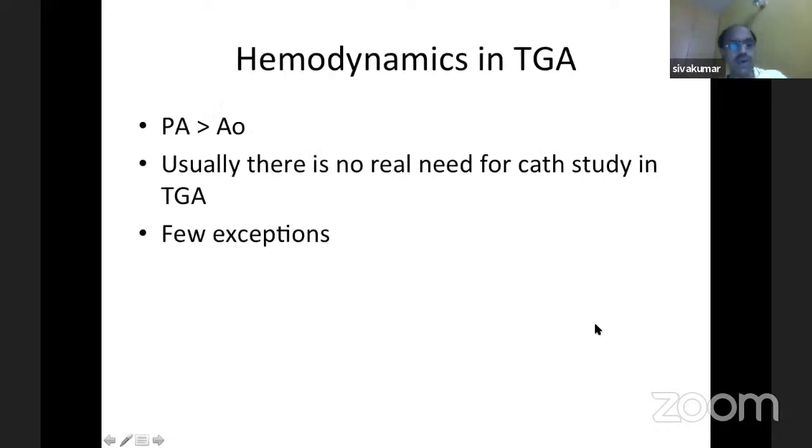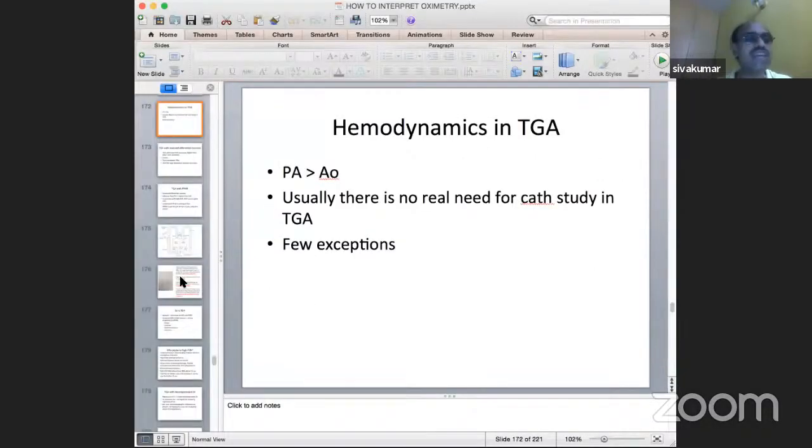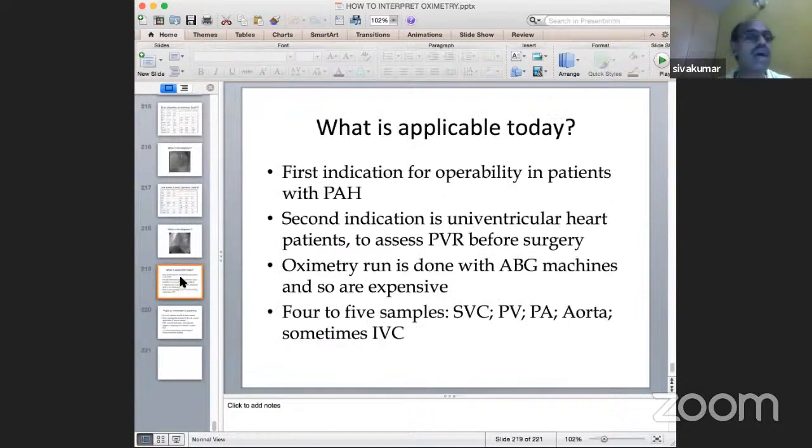So now these are going into very specific individual lesions. So what I will do is, I will skip these because these are largely applicable to a hardcore pediatric person. So now I will come to the last slides.